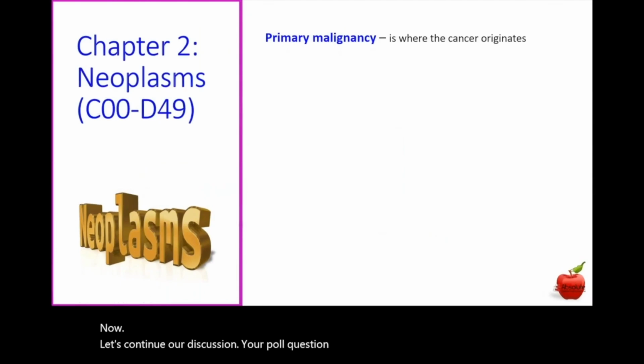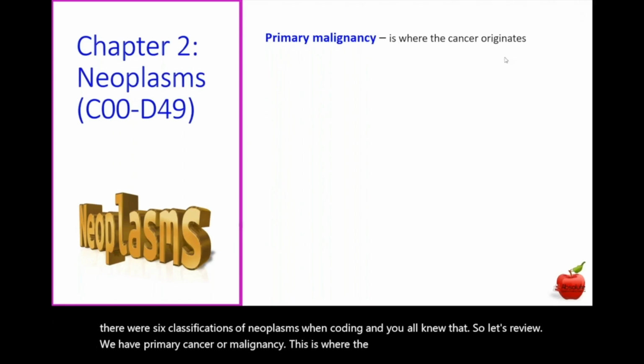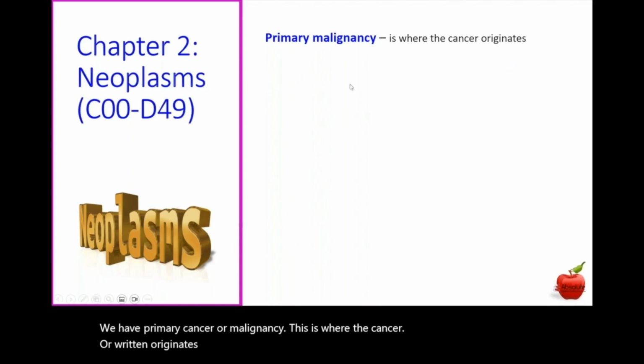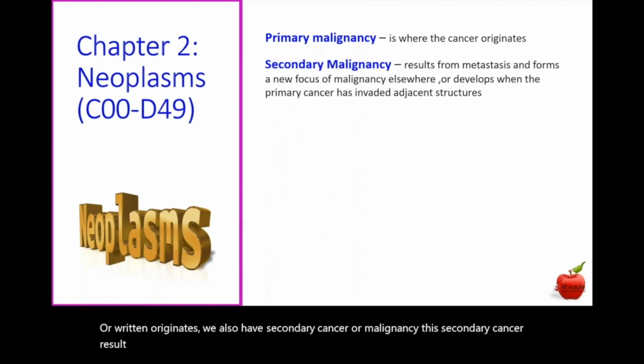The poll question asked whether you knew that there were 6 classifications of neoplasms when coding, and you all knew that. So let's review. We have primary cancer or malignancy. This is where the cancer originates. We also have secondary cancer or malignancy. This secondary cancer results from the primary, and we call this metastasis, or it has metastasized.